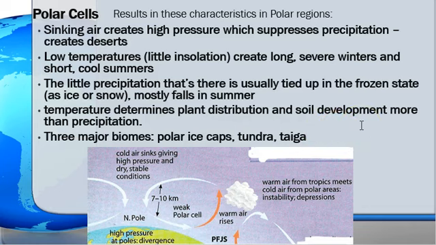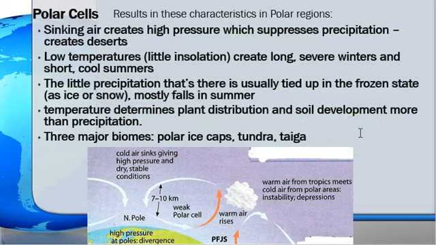And this temperature is going to help to determine the type of plants that you see. So the colder it is, probably the fewer plants you're going to see. It's also going to determine the way that the soil develops in these areas. Precipitation is not going to have as much of an effect on the plants you see or the soil because there's so little of it in the first place.